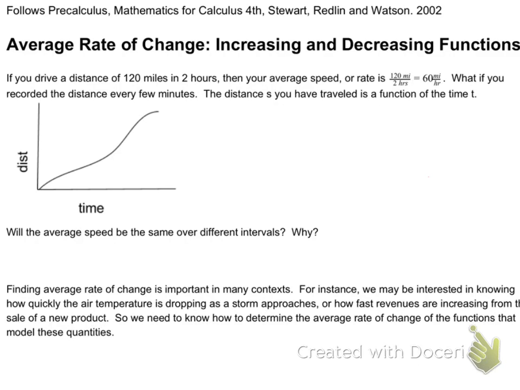But if we're traveling to the highway, we may have to stop at a couple of stoplights. We may have to speed up on the on-ramps, slow down on the off-ramp, all those things, right? All considerations. But if we went 120 miles within 2 hours, we still would have an average of 60 miles per hour. Would you guys agree?